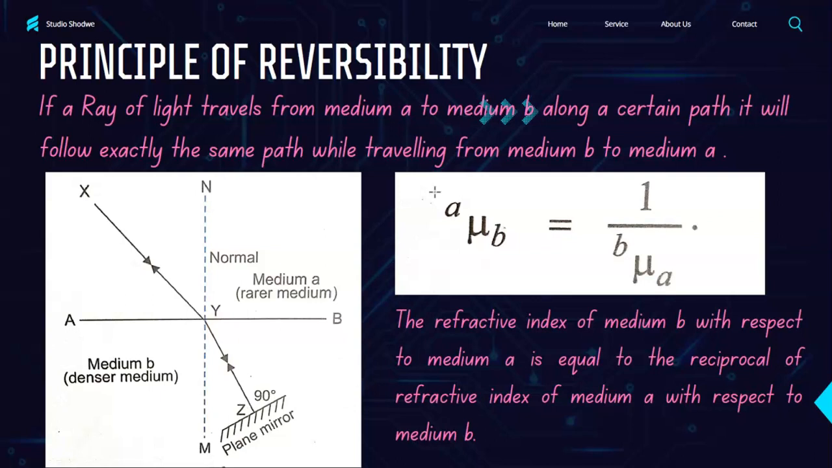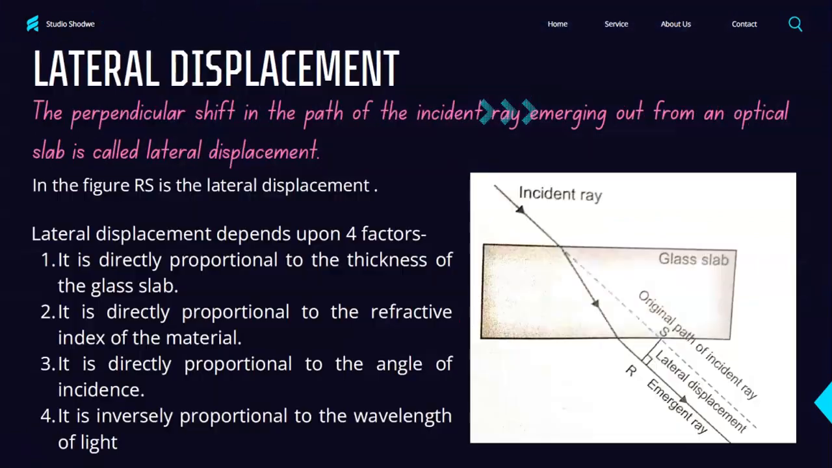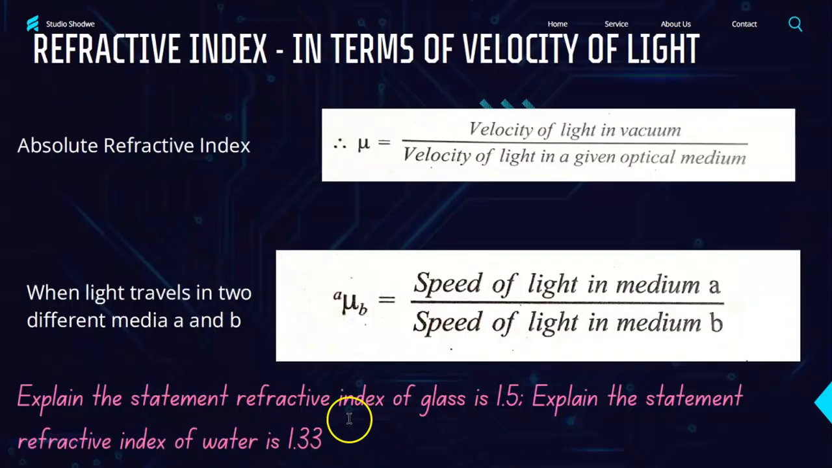For example, if we go back to the example that I had given last time, that refractive index of glass is 1.5. Now, when I say refractive index of glass is 1.5, that is with respect to air. The other way around, if I want to find out refractive index of air with respect to glass, we shall simply do 1 upon 1.5. That will give me the refractive index of air with respect to glass. That is the meaning of principle of reversibility.